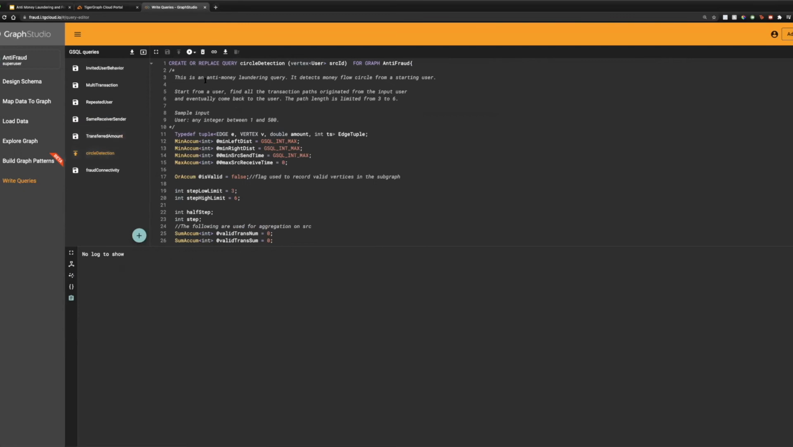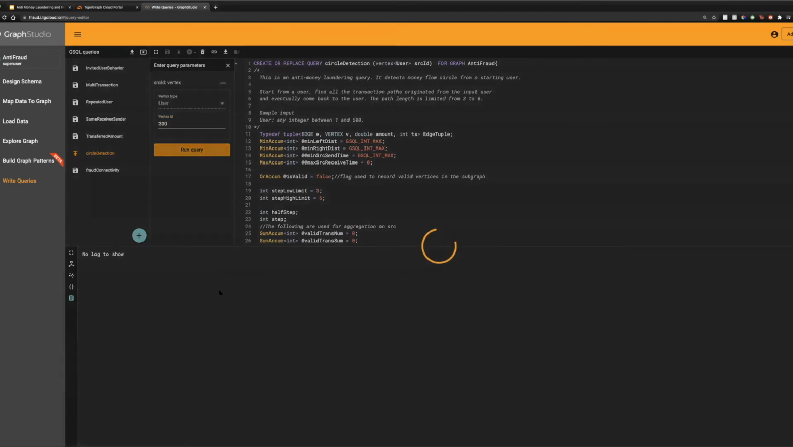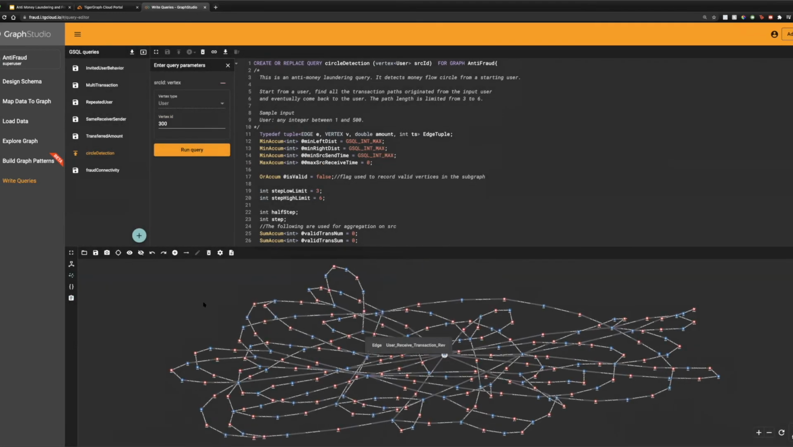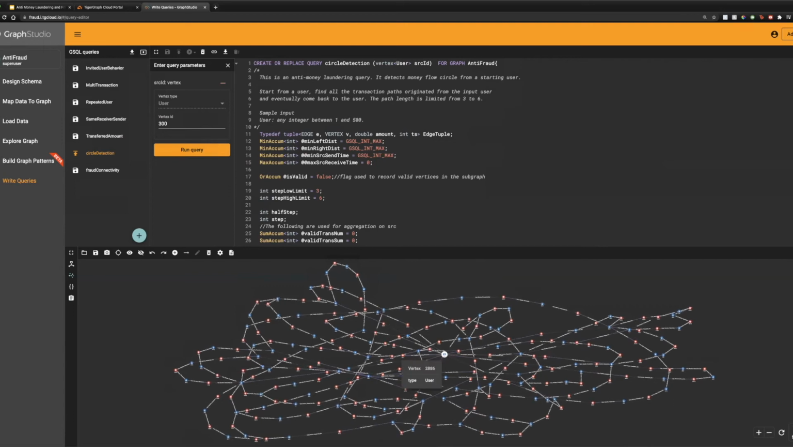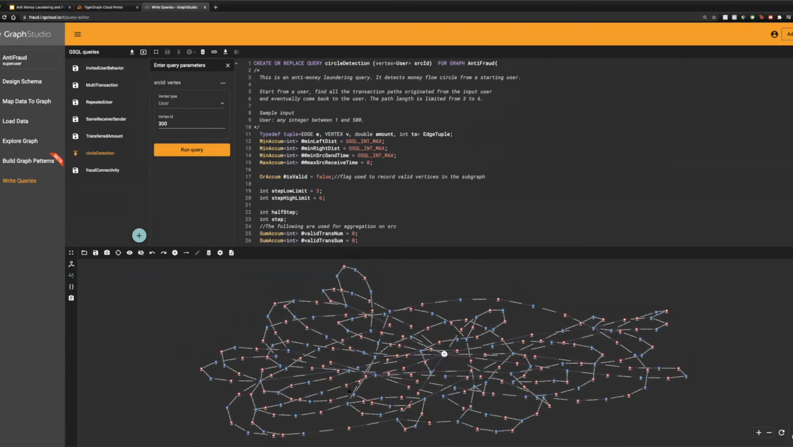But anyway, this is kind of the big one. This is that money laundering detection. So this is looking for those circular transactions between different groups of people. Let's find some random users here and see if we can identify a fraud ring. So this basically returns back any circular paths from that user.